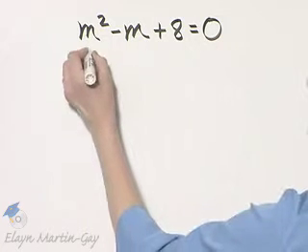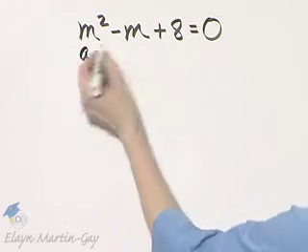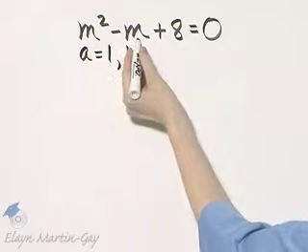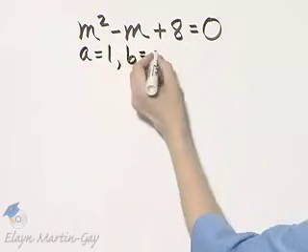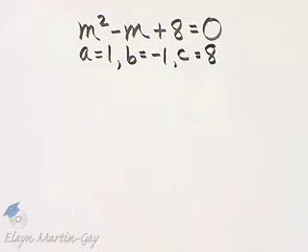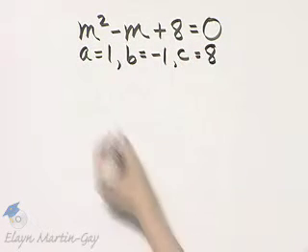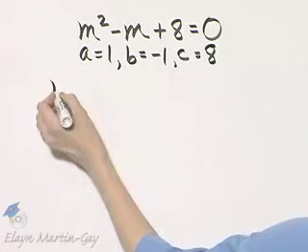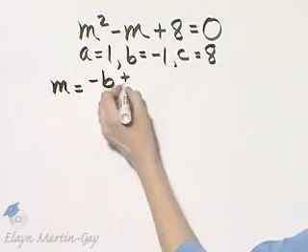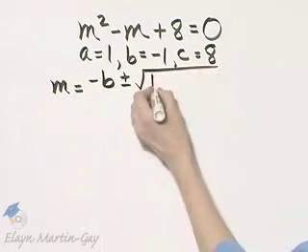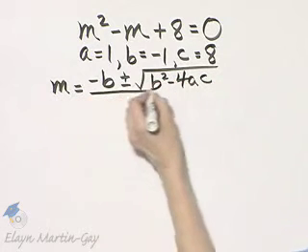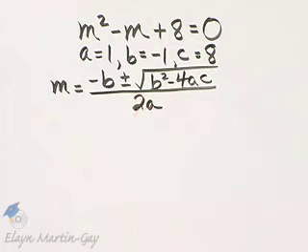Remember, a is the coefficient of the squared variable, so a is 1. b is the coefficient of, in this case, m, so b is -1. And c is the constant, in this case, 8. And then remember your quadratic formula. Here we're solving for m, so m is equal to -b plus or minus the square root of b squared minus 4ac, and that is all over 2a.